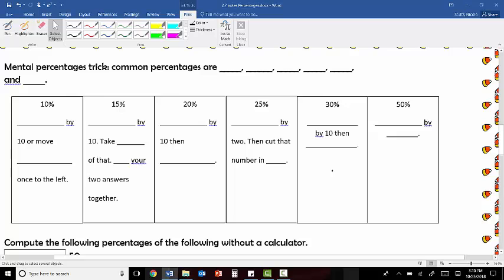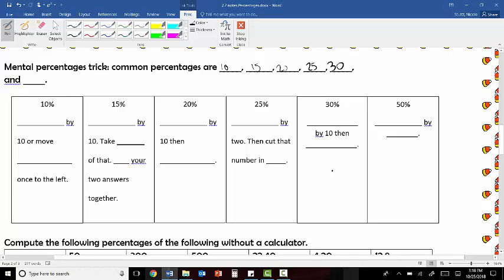All right, so we're going to move on now. We're going to try doing mental percentages because that's really important in the real world. Your most common percentages are 10, 15, 20, 25, 30, and 50. You see those most often. The trick with doing 10%, because that's the very easiest percent, is you just divide by 10. If you don't know how to do that, you just move the decimal once to the left. You should never need a calculator to do 10% of anything.